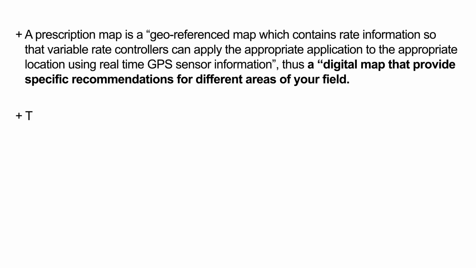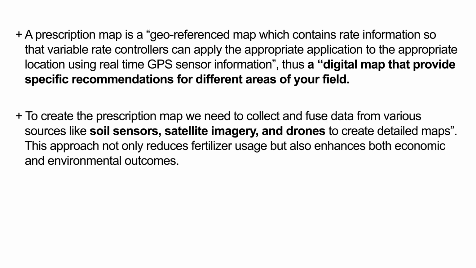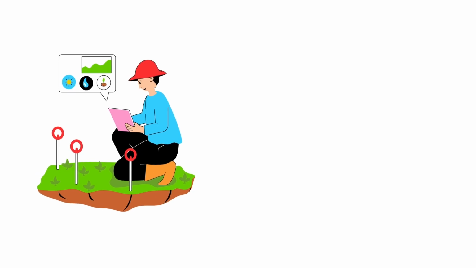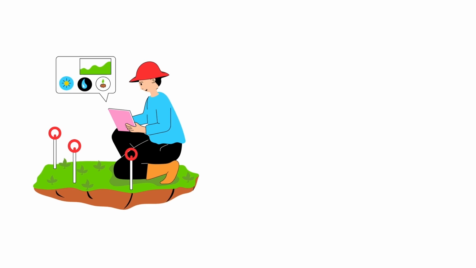Thus, it is a digital map that provides specific recommendations for different areas of your field. To create the prescription map, we need to collect and fuse data from various sources like soil sensors, satellite imagery, and drones to create detailed maps. This approach not only reduces fertilizer usage, but also enhances both economic and environmental outcomes. GIS empowers farmers to precisely monitor and address field-specific needs, resulting in higher yields and optimized resource use.